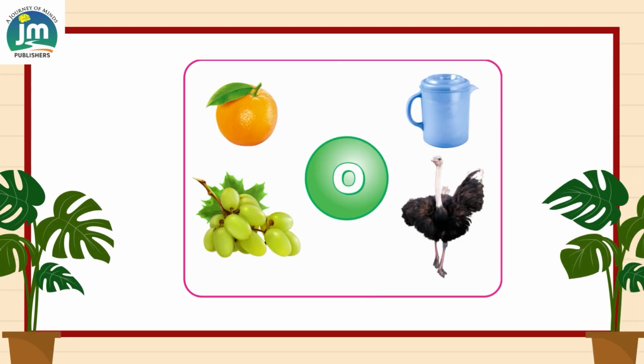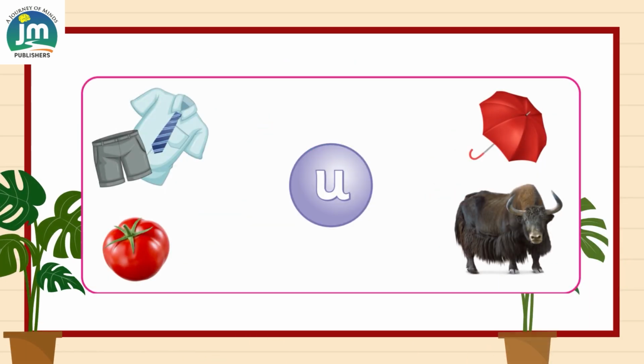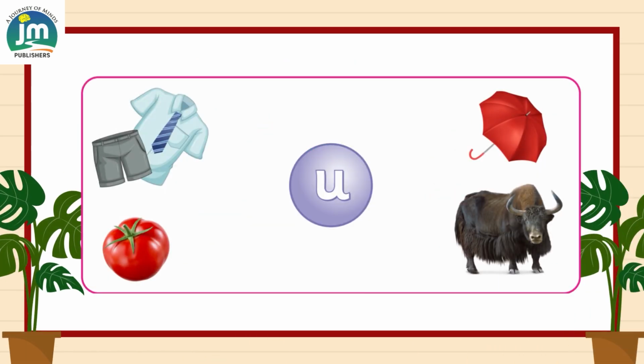Fourth vowel is O. O means orange and ostrich. So match the O with ostrich and orange. U means umbrella and uniform. So match the U with umbrella and uniform.